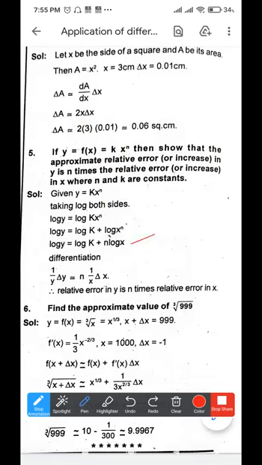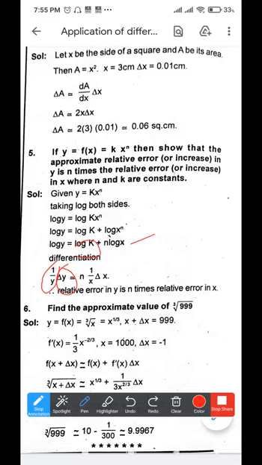Now differentiate. Differentiation of log y is 1 by y. Differentiation of y is, what is differentiation of y? Delta y. Okay, which is equal to n log x. Okay, differentiation of n log x.